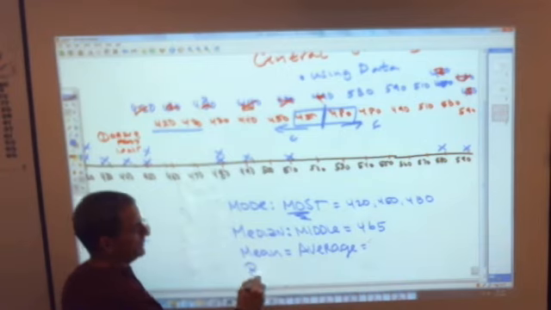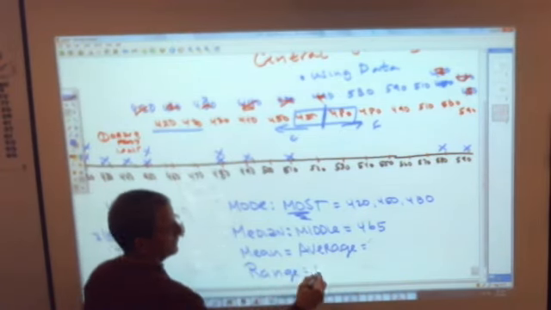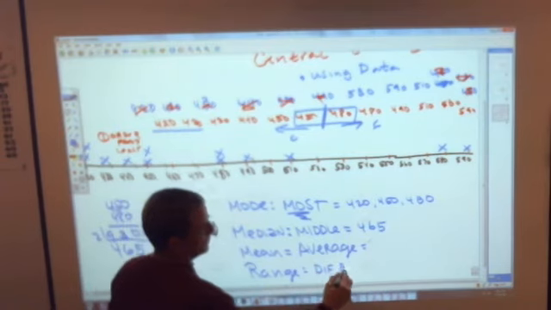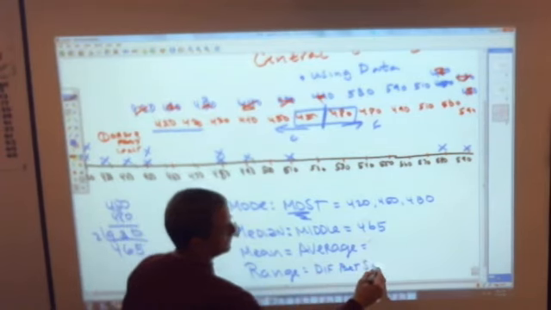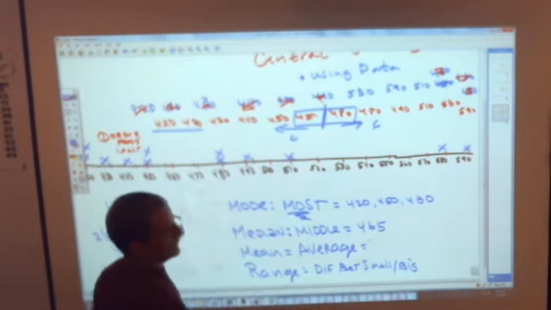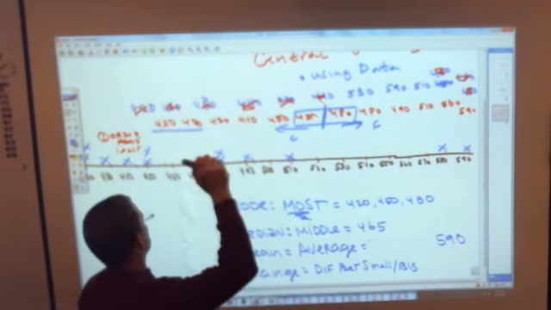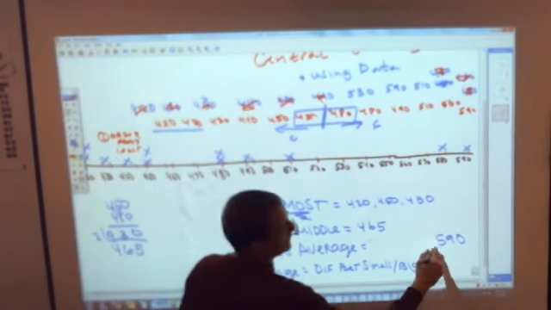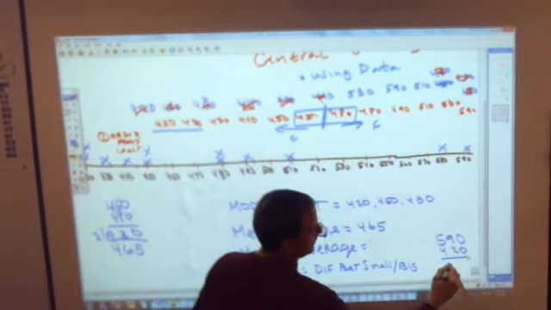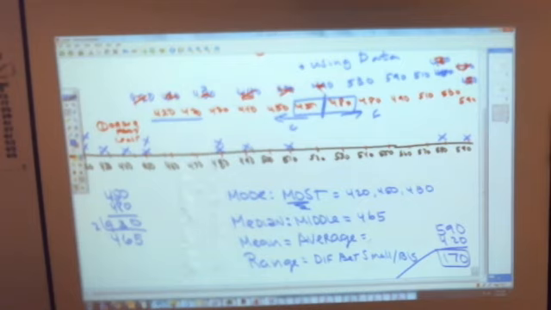And then the last one is the range, which is the difference between smallest and biggest. So we take our big one, which is 590, subtract our small one, which is 420, and our range then is 170.